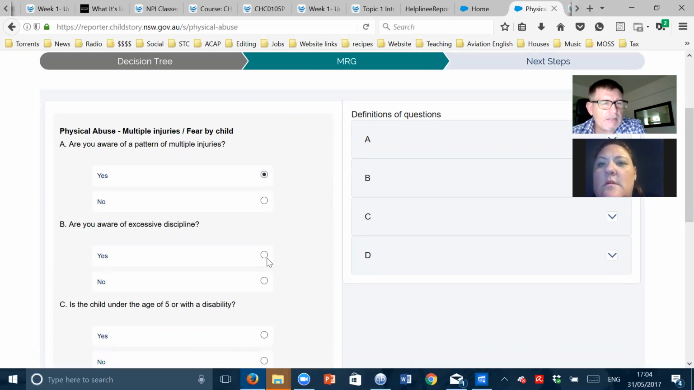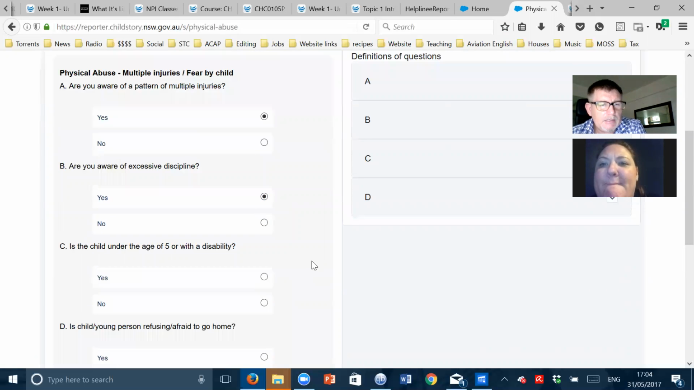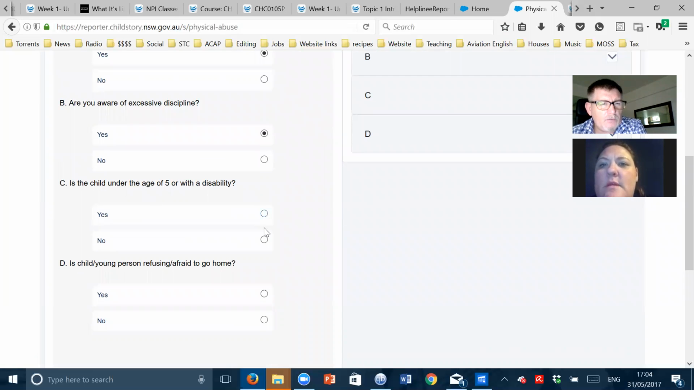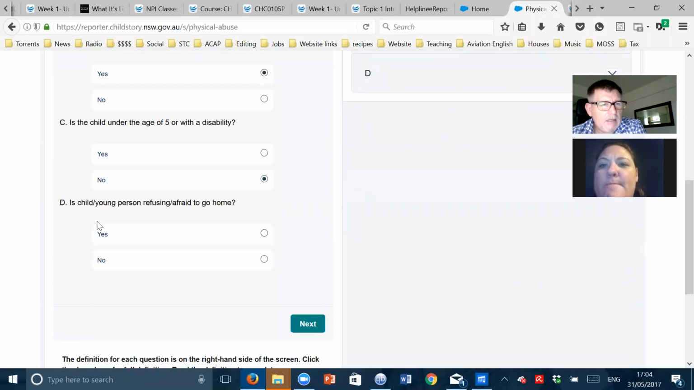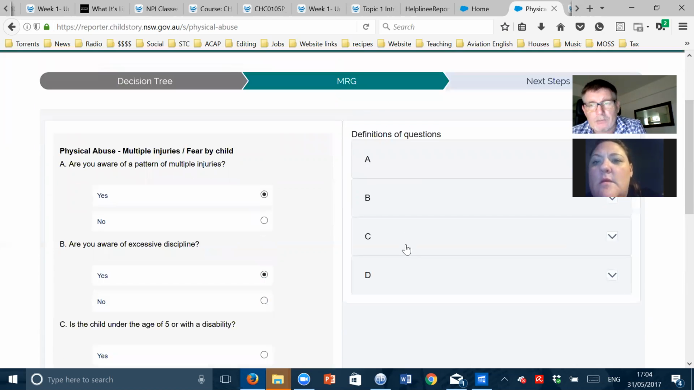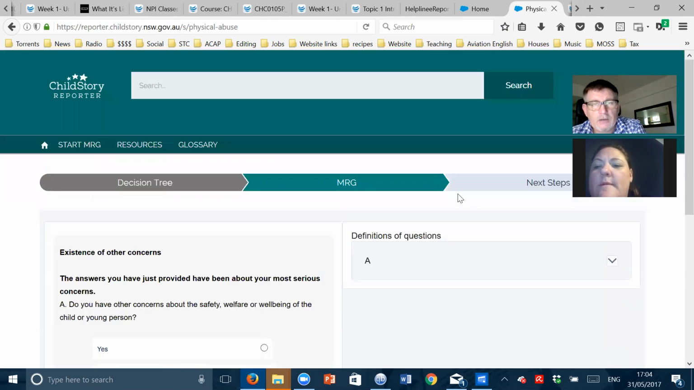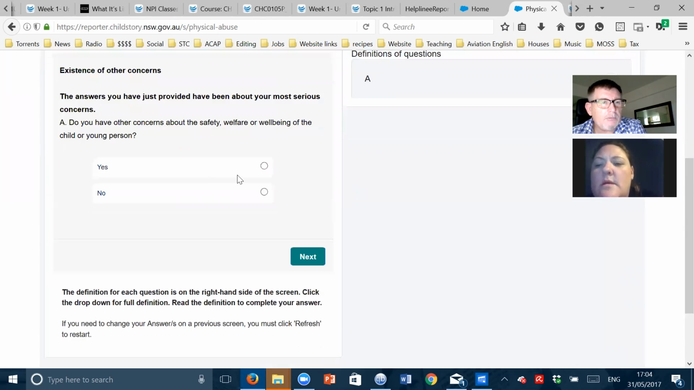Are you aware of excessive discipline? Yes. Is a child under the age of 5? No. Is the young person refusing or afraid to go home? No. Next. See, that happens as well. It'll happen tomorrow. It's very sad. Desensitized. Yes, we do have other concerns.